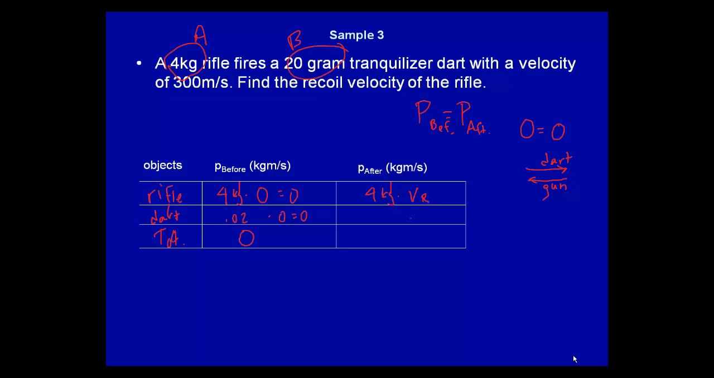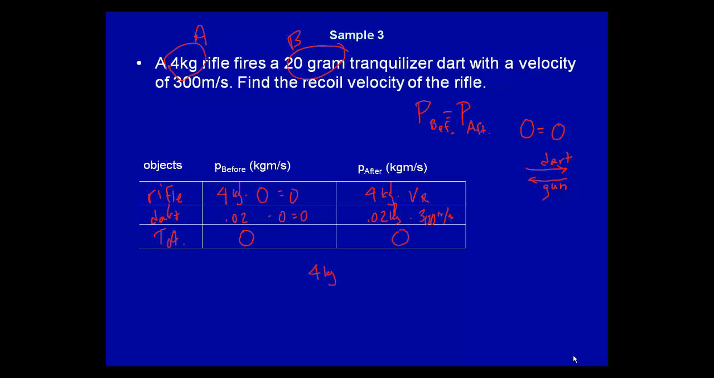4 kilograms times the velocity of the rifle is the momentum afterwards. I don't know the velocity of the rifle, that's my unknown. I do know enough for the dart. 0.02 kilograms. Remember, your units have to agree. So I'm going to take 20 grams divided by 1,000 grams per kilogram. It gives me 0.02, and I know it's moving at 300 meters per second. I know all of that has to add up to 0.